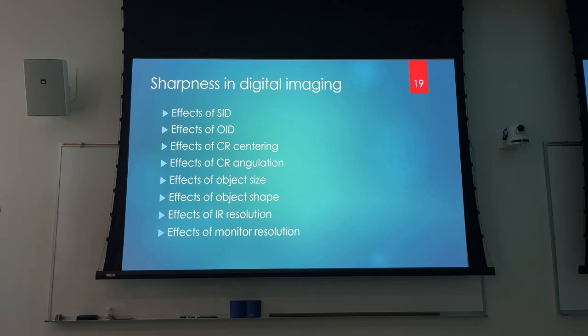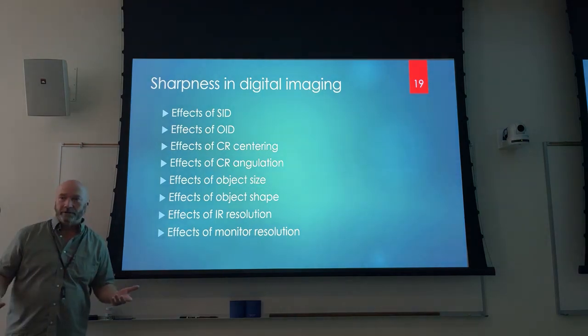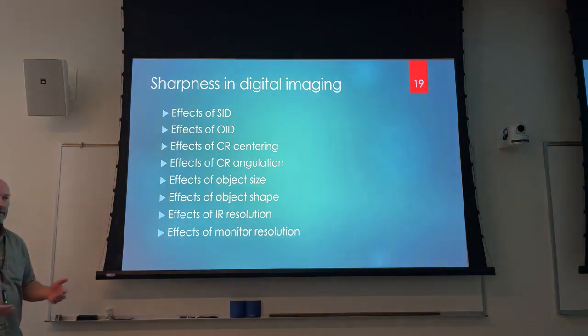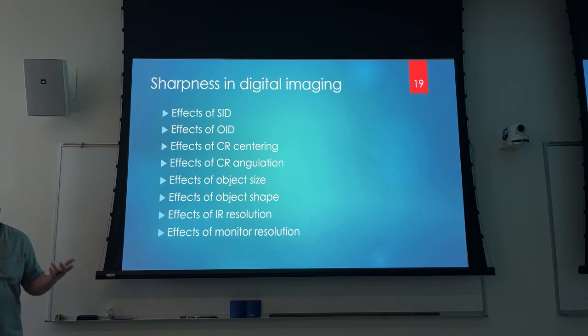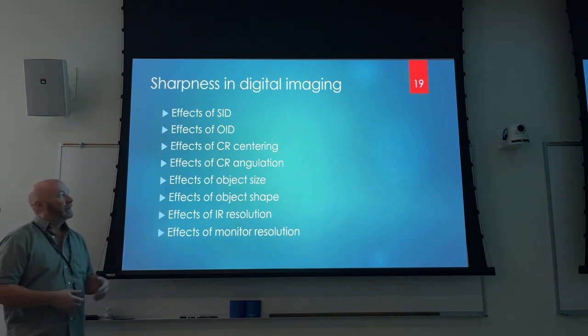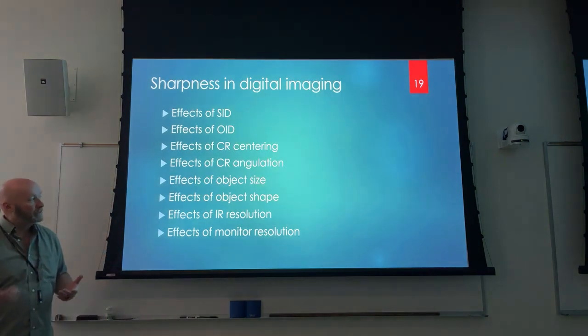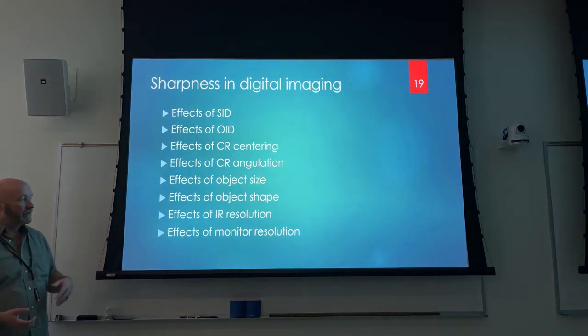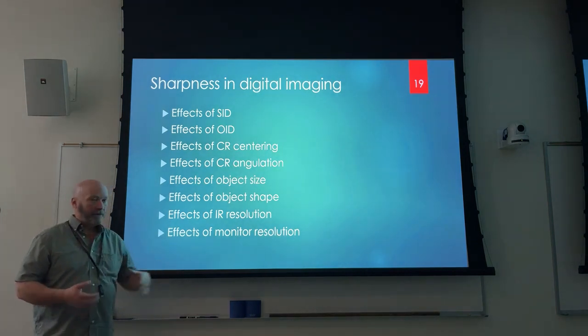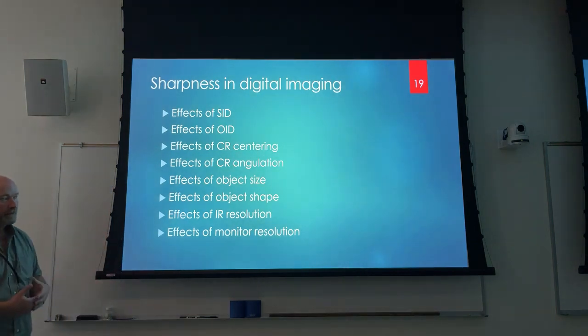So we're going to talk about the effects of SID, the effects of OID. Those two things together give us our magnification. We're going to talk about the effects of centering, which we tend to not really think about all that much. You put it in the light and you shoot it, right? So if it's in the light and you shoot it, then you're going to have a sharp image, but it's really not that simple. So we're going to talk about the effects of angulation, object shape, object size, image receptor resolution, and the effects of monitor resolution. So we're going to spend some time talking about these things.